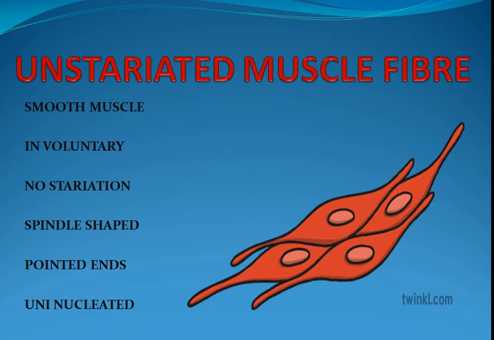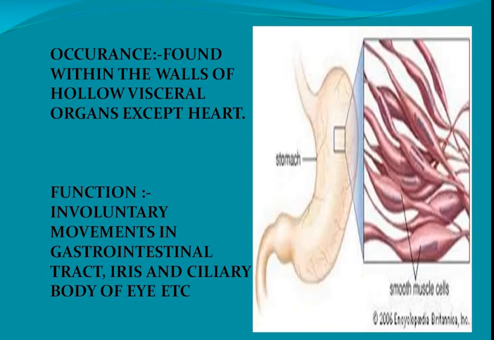They are spindle shaped. Now what does this mean? Spindle shape: you can see it is tapering at both the ends and broader in the middle. So it is pointed at both the ends and broader in the middle. That's why they are said to be spindle shaped. They are uninucleated. That means they have only one nucleus.